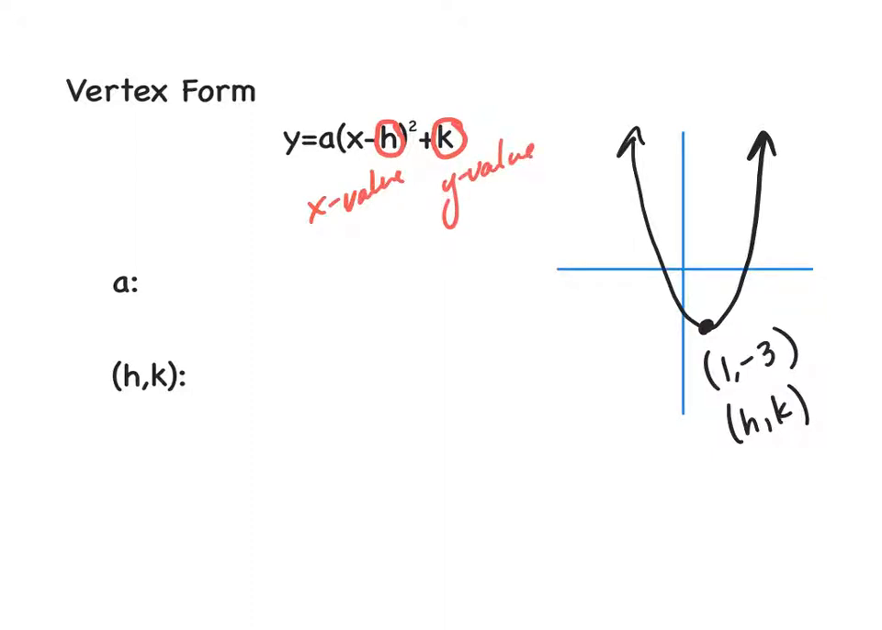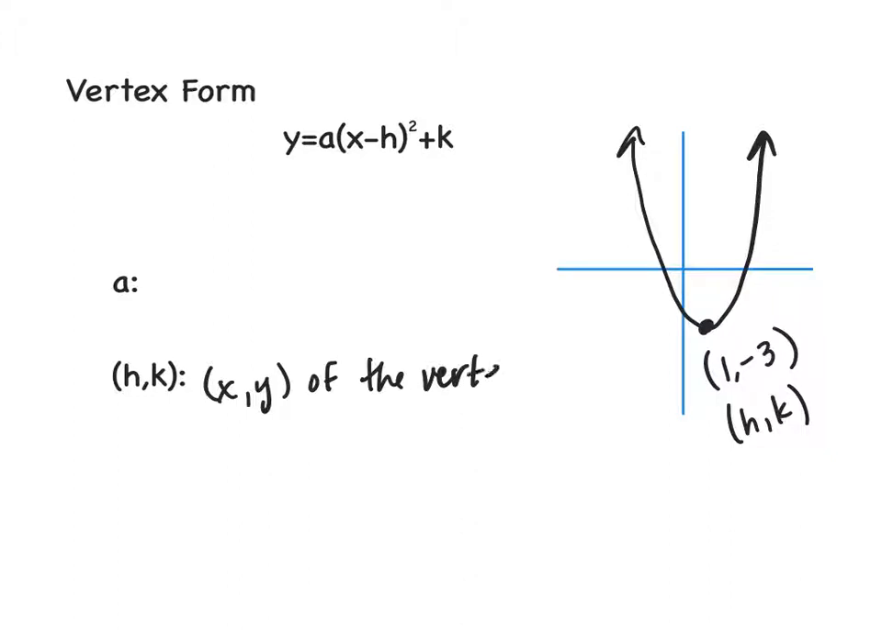I'm going to erase those in a sec, so that's not the nicest way to do that. So going a little bit backwards, the (h, k) is the x and the y of our, let's say, vertex. Okay, couple things to note with that.